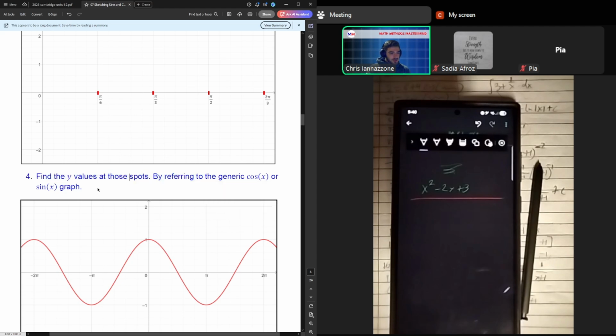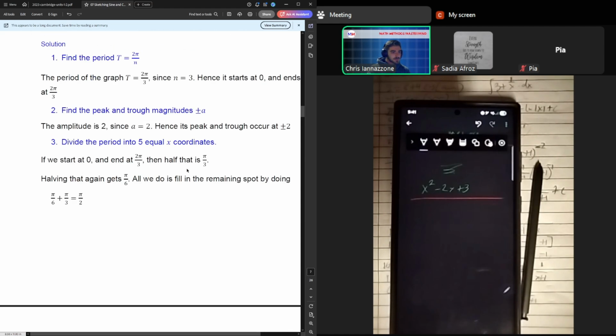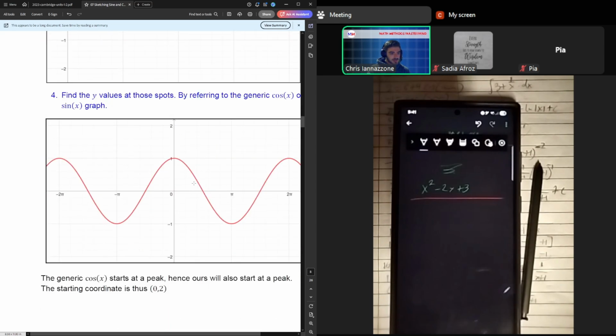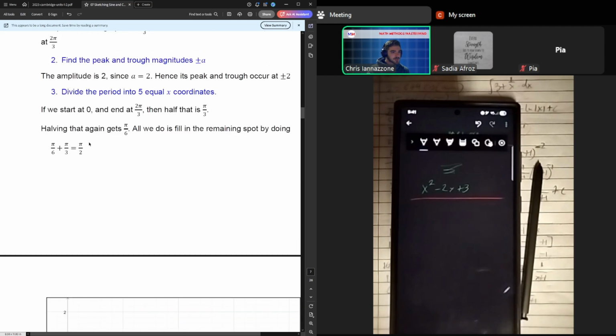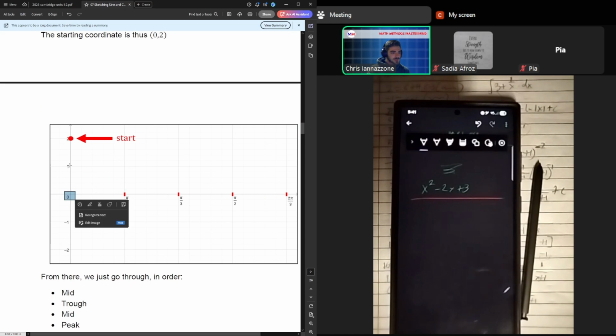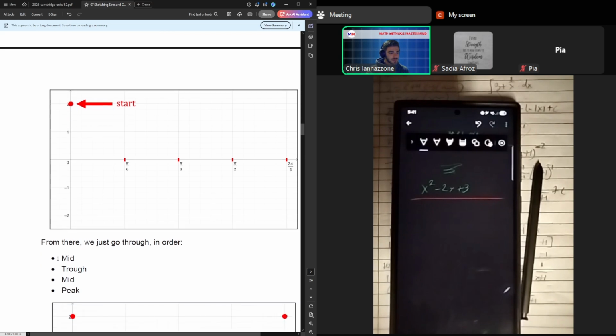From there, all we're going to do is figure out where the y values go. And that you do by just referring to whatever the generic cosine or sine is. In this case, we had cosine, and cosine always starts at a peak. So its 0 value should be whatever the peak is. This is the generic one. Our peaks occur at plus minus 2, right? So we know that at 0, we have a peak. Our peak being 2 means we put the coordinate 0, 2 as our starting location.